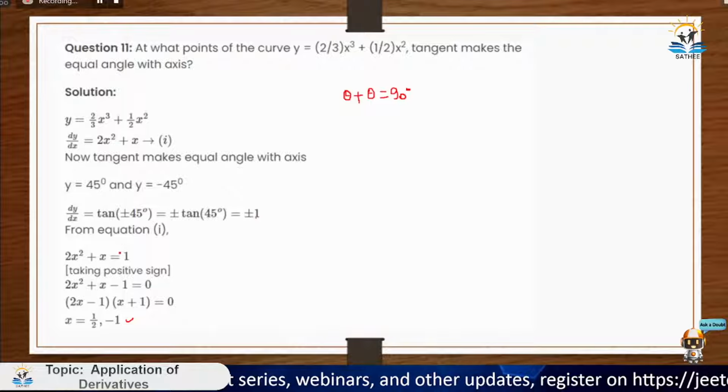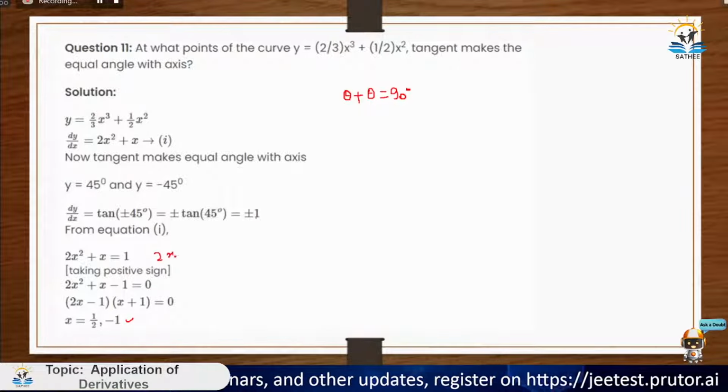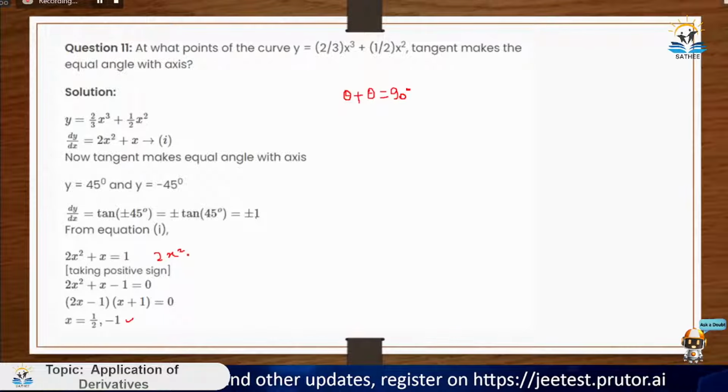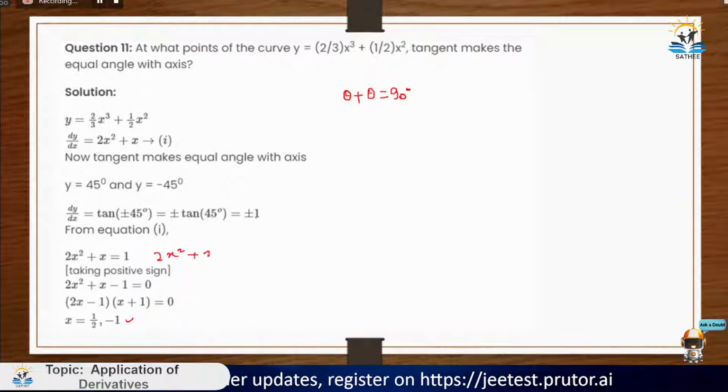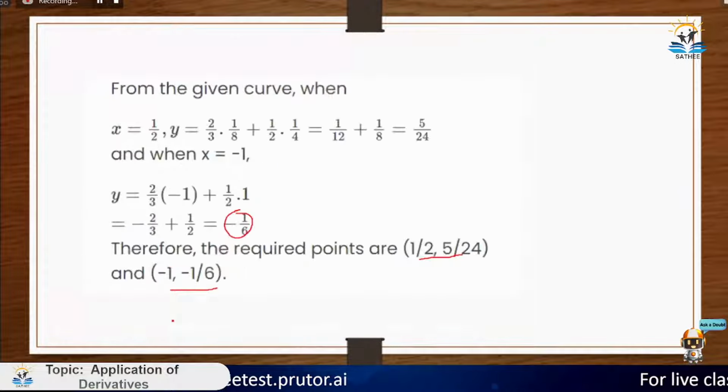So basically मेरे को दो equation मिली, एक मिली 2x square plus x equal to 1, and second equation I got is 2x square plus x equal to minus 1. I got these two equations. Okay. So now I just solve this quadratic equation. I got 2x minus 1, x plus 1 equal to 0. From there I got two values for x. Similarly I solved the second equation.